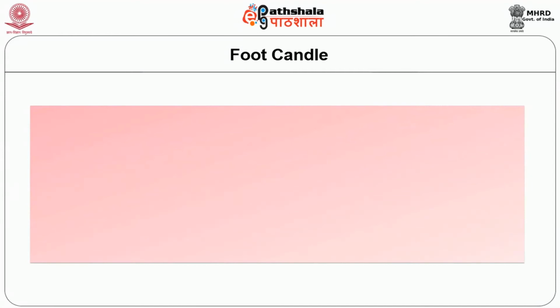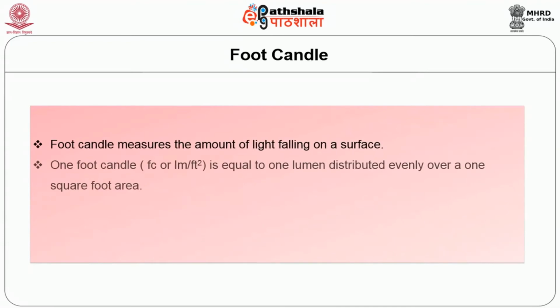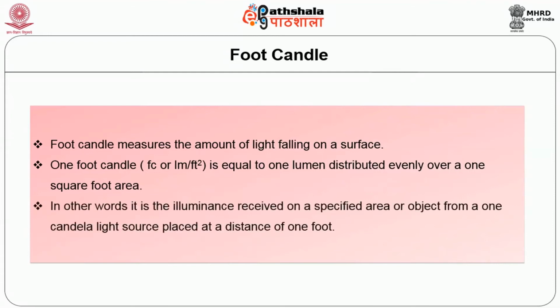And what is it? Considered the basic unit of illumination, foot candle measures the amount of light falling on a surface. 1 foot candle is equal to 1 lumen distributed evenly over a 1 square foot area. In other words, it is the illuminance received on a specified area or object from a 1 candela light source placed at a distance of 1 foot.